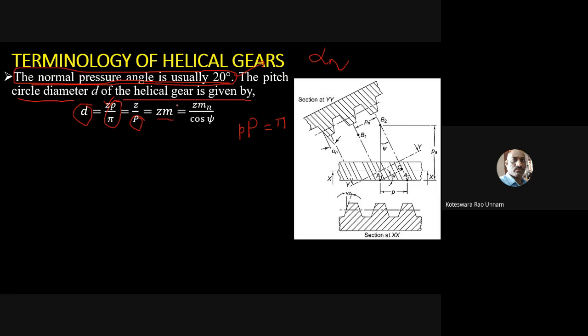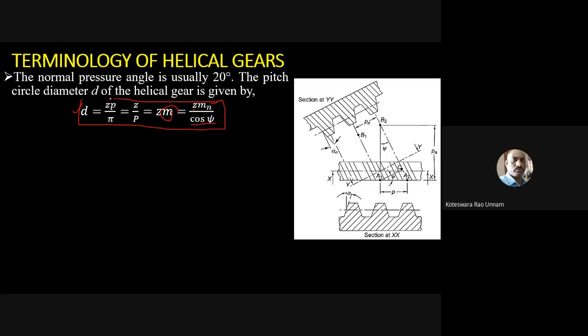So then here we have to consider m. Just now we derived the relation for m and mn. So mn is equal to m cos phi. If I substitute for this m now, it is going to be Z into mn by cos phi. So therefore this is going to be the pitch circle diameter of helical gear, not spur gear. We will try to find that equivalent spur gear. What is the pitch circle diameter of the equivalent spur gear?